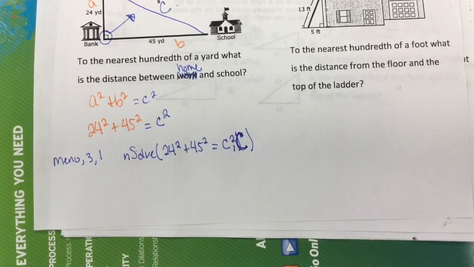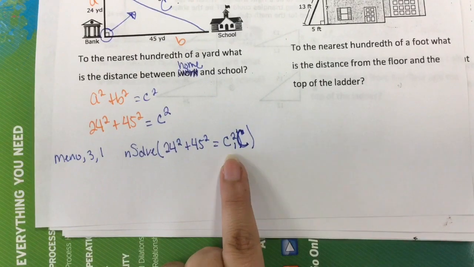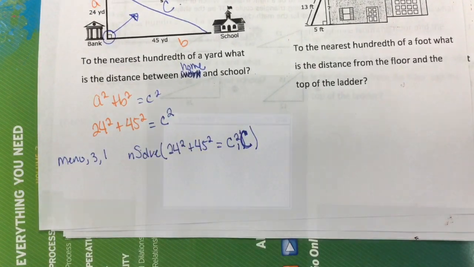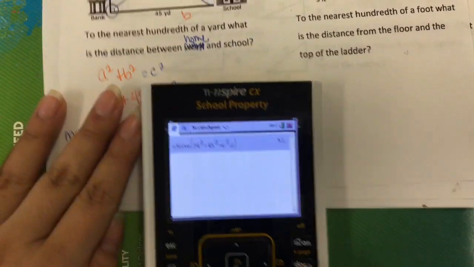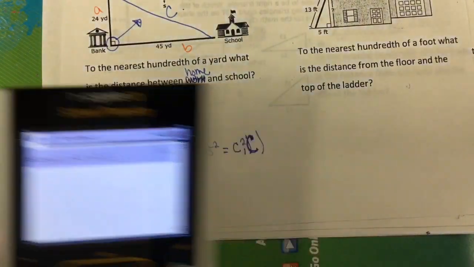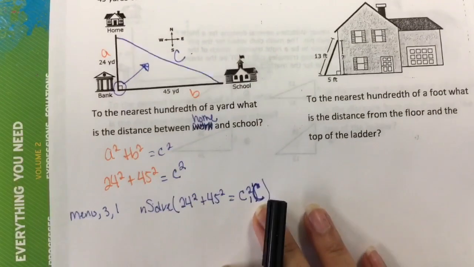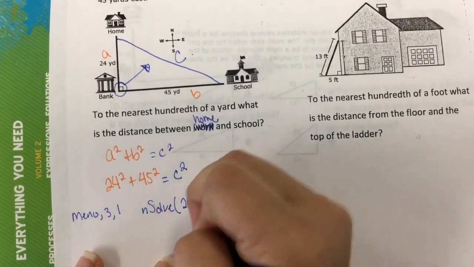Remember, our calculator cannot automatically know what we're saying. It doesn't think for us. We have to tell it exactly what to find, so we need to make sure we put comma C, since that's what we're looking for. This is what it'll look like when we type it into the calculator. I'm going to click enter, and we get 51. So the distance between home and school is 51, and then we're going to look at our units, 51 yards.